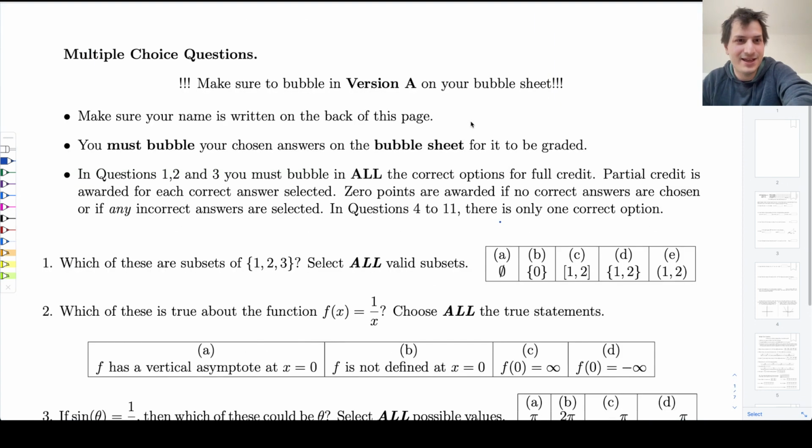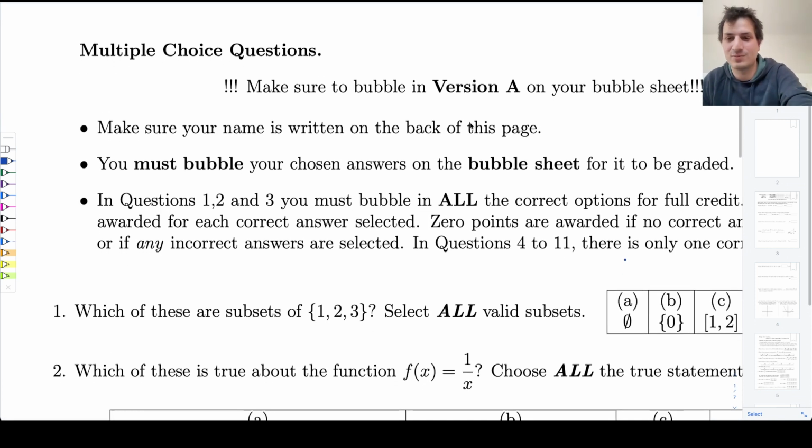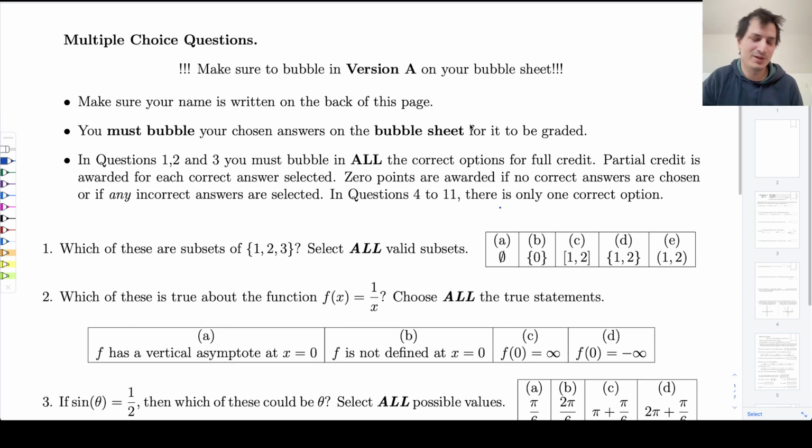Okay. And question 1 of the multiple choice, the first 3 questions you had to select all the valid answers. So the first 3 questions were quite a bit trickier. Question 1 on the midterm says, which of these are subsets of curly bracket 1, 2, 3?